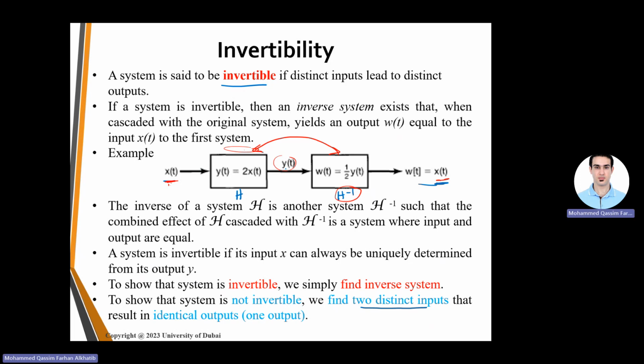The inverse of a system h is another system h^-1 such that the combined effect of h and h^-1 becomes 1. Because if I want to map x into x, the result of these two systems must be 1. If you want to treat it like multiplication, any number times its inverse equals 1. But we are talking about systems here, so I cannot apply this expression.